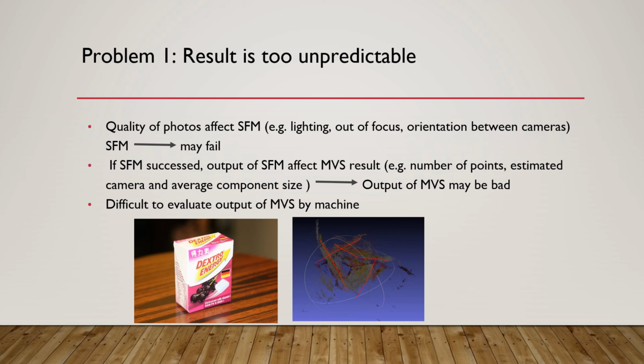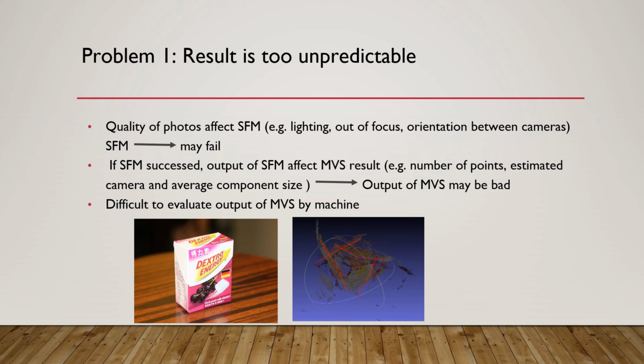Even if SFM succeeds with many feature points, no image is discarded. That also means the number of estimated cameras equals the number of images. Average component size of checks is good. The output of MVS may also be bad.